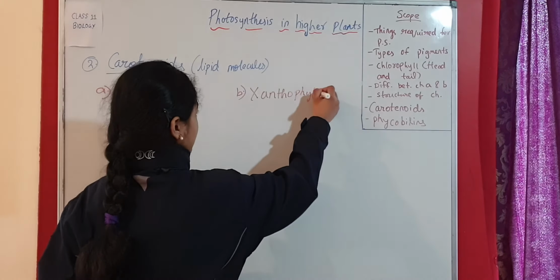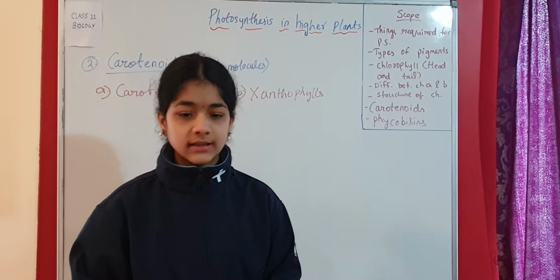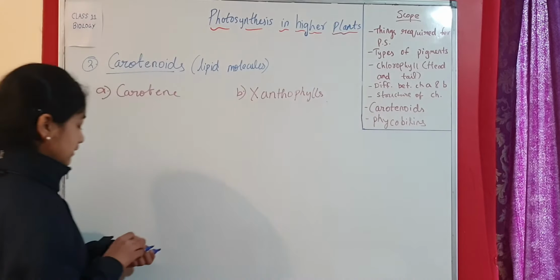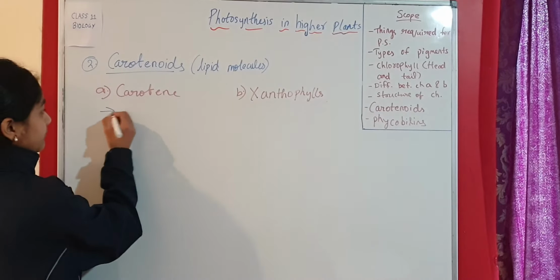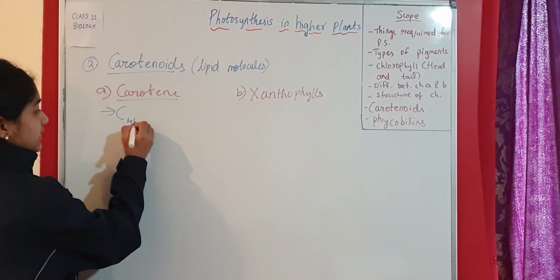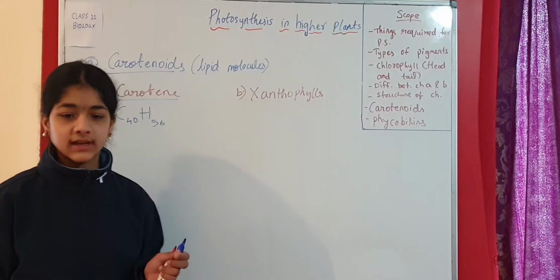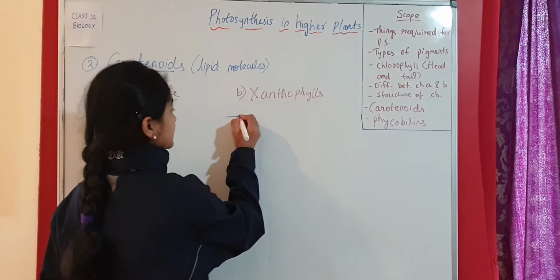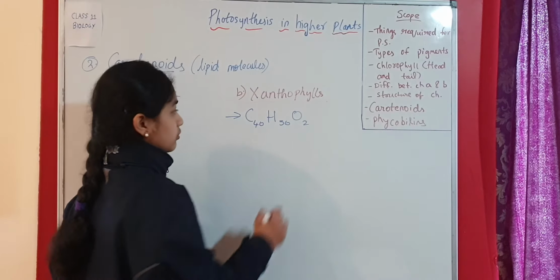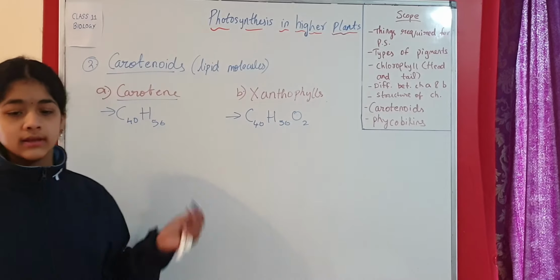Xanthophylls. So the first one is carotene and the second one is xanthophylls. Coming to the formulas of carotene and xanthophylls, C40H56. So this is the formula for carotene. It's C40 and H56. Xanthophylls, it is C40H56O2. So the only difference is there are 2 oxygen atoms added in xanthophylls.